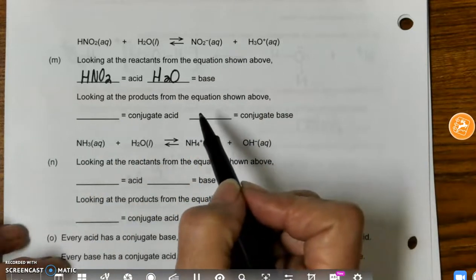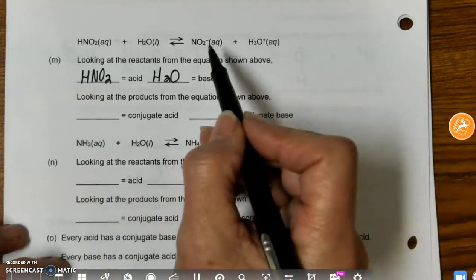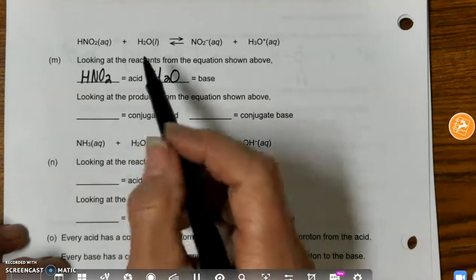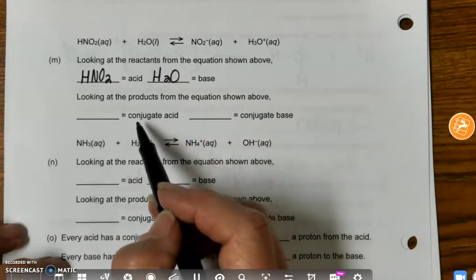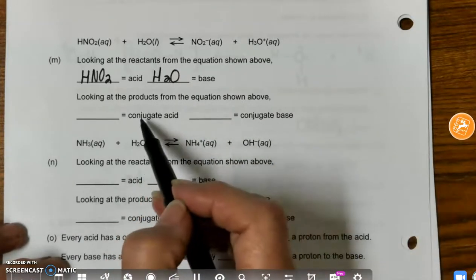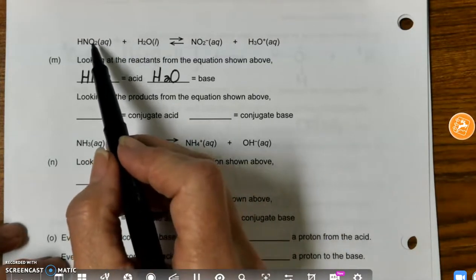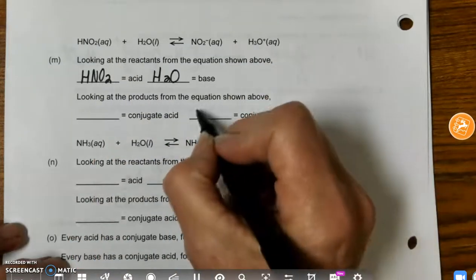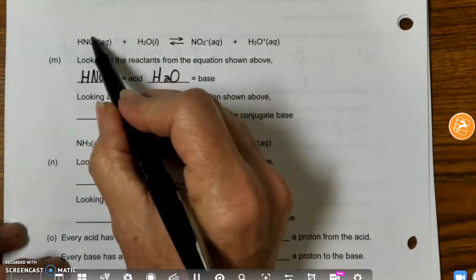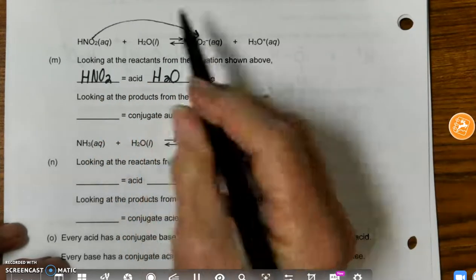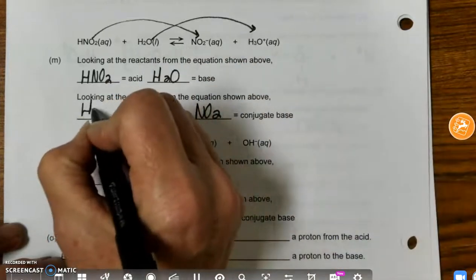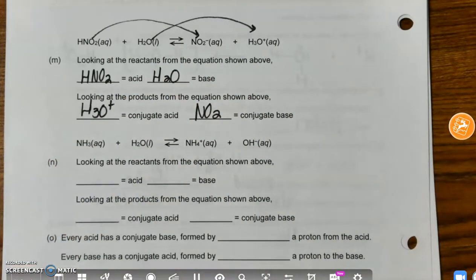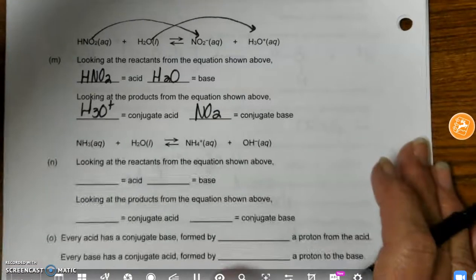Looking at the products from the equation, right? Because remember, we could go the other direction. What we have here now is what's called conjugates, either the conjugate acid or the conjugate base. Now what happens here is that the acid makes the conjugate base. So the acid makes the conjugate base, and the base makes the conjugate acid. And this can be confusing to remember, but we're just going to keep doing it over and over.